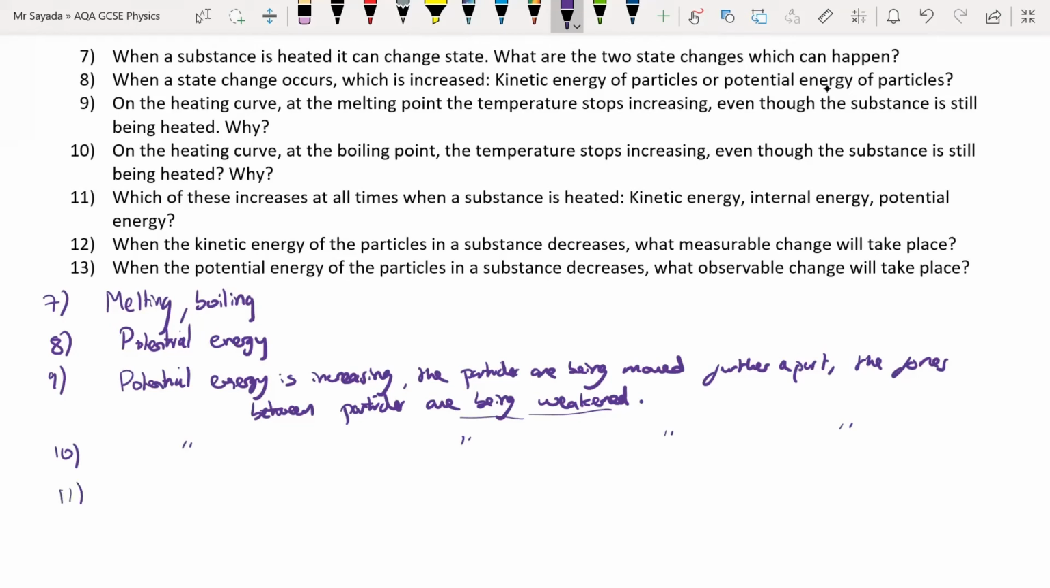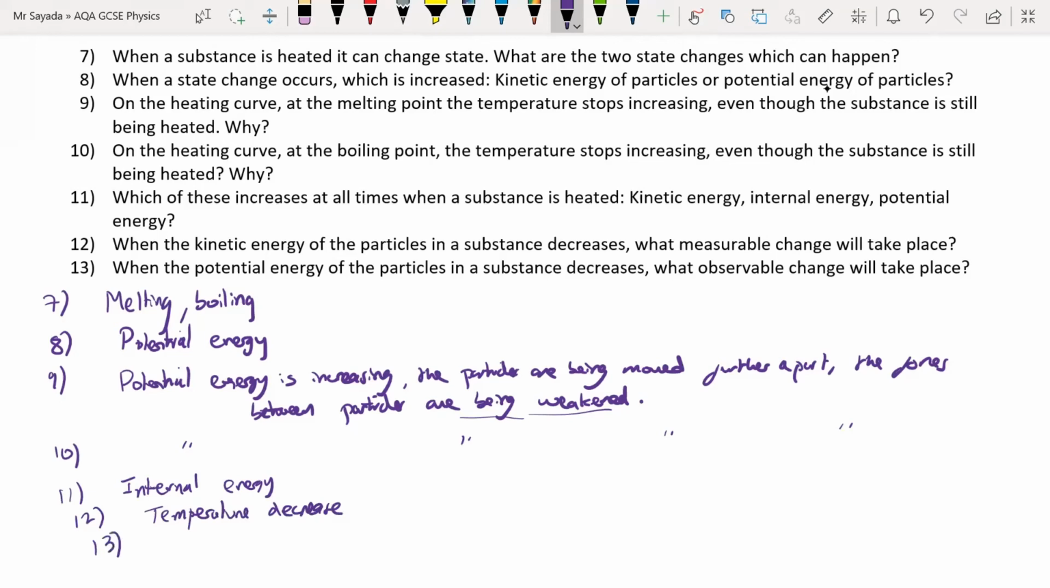Question 11, which is increasing at all times? That's the internal energy. Question 12, when the kinetic energy decreases, what measurable change will take place? Well, kinetic energy links to temperature, so the temperature will decrease.